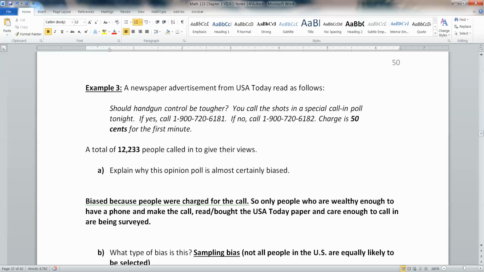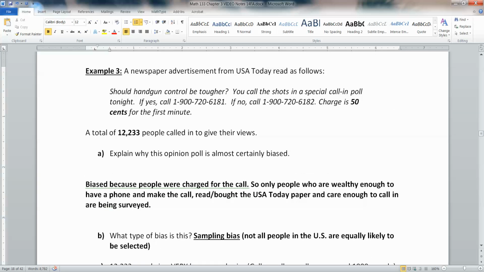All right, so now that we're done with that, let's look at this. A newspaper advertisement from USA Today reads as follows. Should handgun control be tougher? You call the shots in a special call-in poll tonight. If yes, call blah, blah, blah. If no, call blah, blah, blah. Charge is 50 cents for the first minute. A total of 12,233 people called in to give their views. All right. First of all, explain why this poll is almost certainly biased.